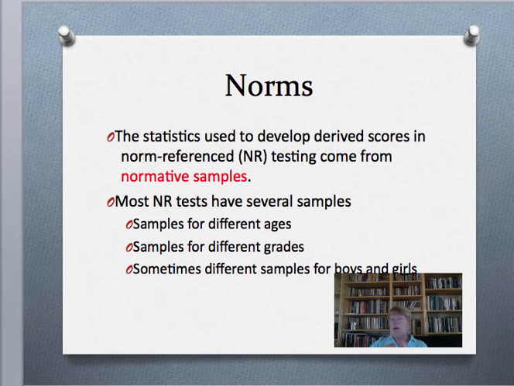So we know we get norms for various age groups, we get norms for various grades, and sometimes we get norms for boys and norms for girls. And sometimes we can even get norms for different populations, although not very often. So you could get norms for Caucasian students versus norms for African American students. They might be different. You could get norms for typically developing students versus norms for students who had a particular developmental disability like Down syndrome. That could be possible. But there's always something called a normative sample.